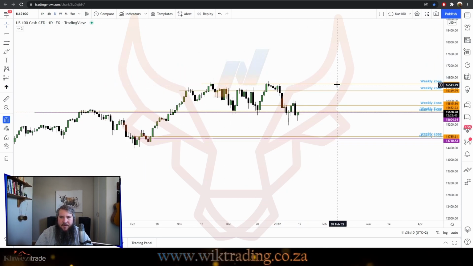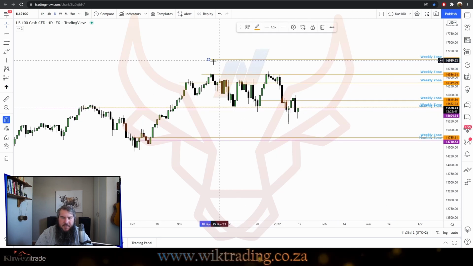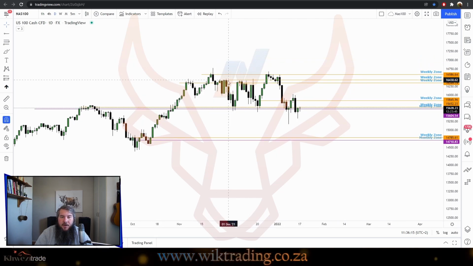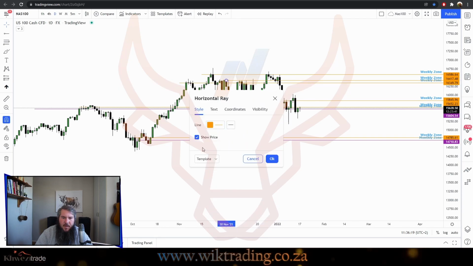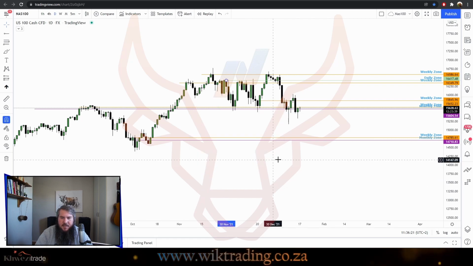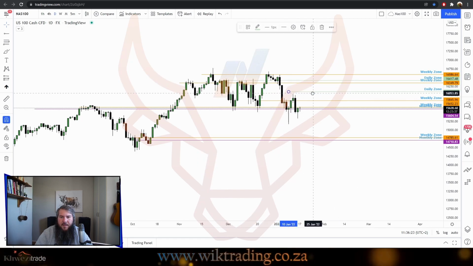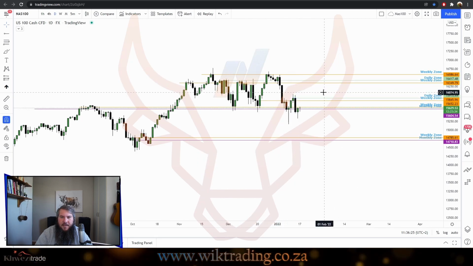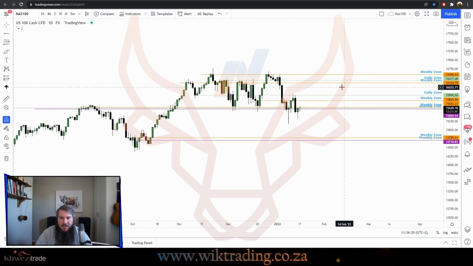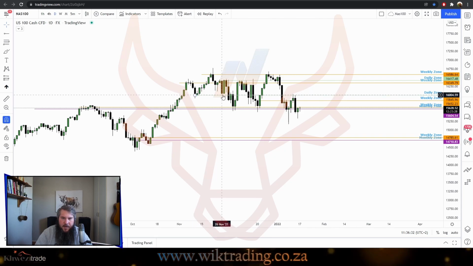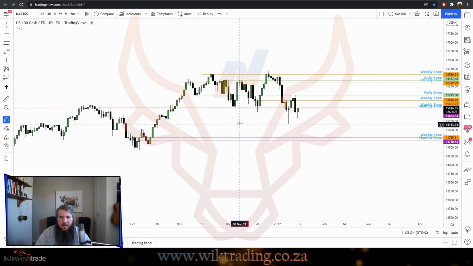Go down to the daily time frame to have a look at the zones that we can use on the daily. The first one we can use is this one here. Or let's just use our daily zone template. And the next one we can use now is that one there. We have a lot of daily zones marked on the chart. So you can see there's a daily zone respected there, respected there.